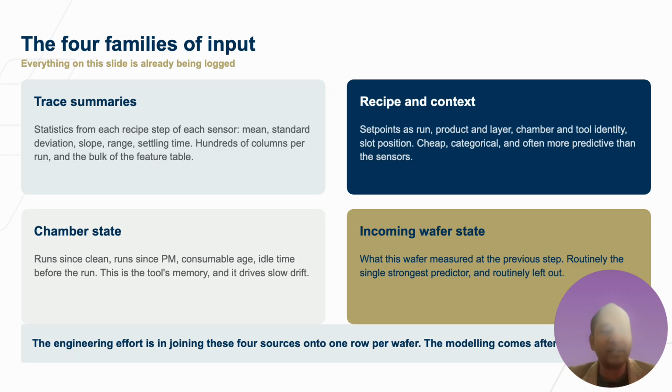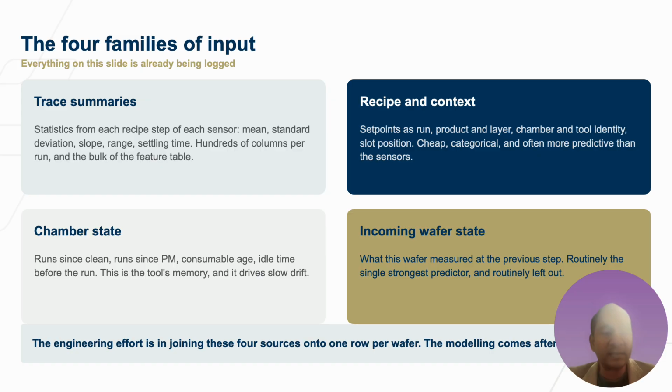Four families of input, and the thing I want you to notice as we go, everything on this slide is already being logged. None of it requires a purchase order. Statistics from each step of each sensor: mean, standard deviation, slope, range, settling time. This is the bulk of the table by column count, hundreds of columns per run, and we will spend the next segment on how to compute them properly.